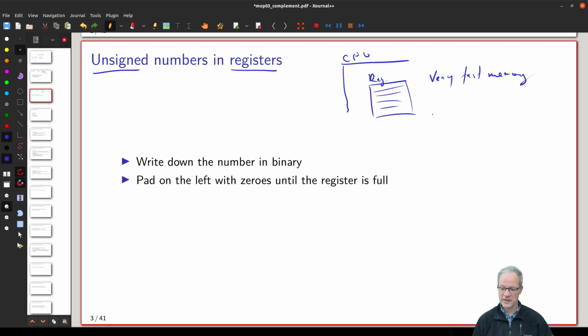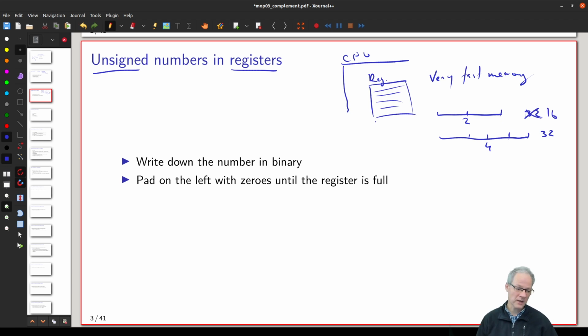Now, we need to specify how big a register is so that we know how big a number we can store in that variable. It could be 2 bytes, it could be 4 bytes, it could be 8 bytes. Sometimes we talk in bits. So this is a 32-bit architecture, because it has 32 bits in the register. This is a 16-bit architecture. There are 8-bit processors, small microcontrollers, for example, that are good enough for small tasks and don't require a lot of power to run.